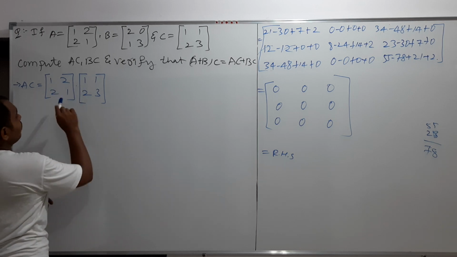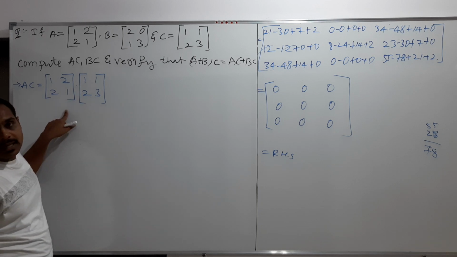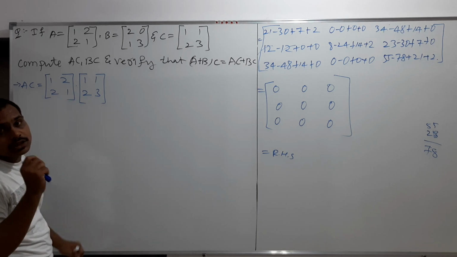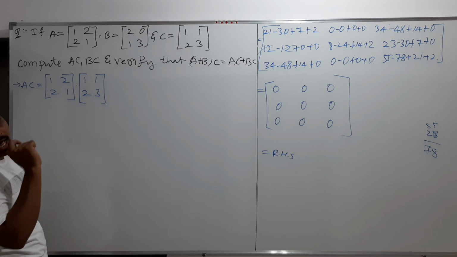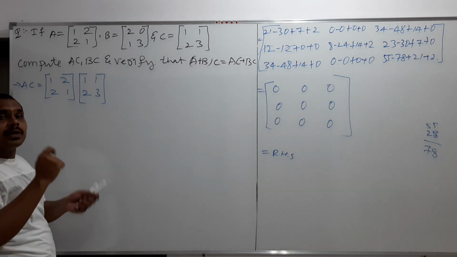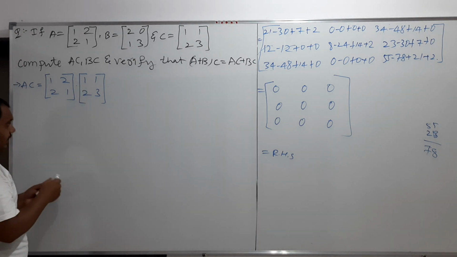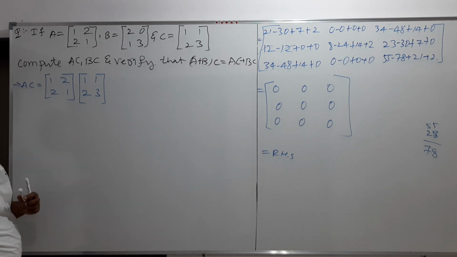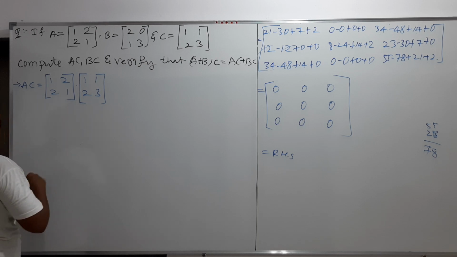Again, what I told: if I want to multiply any two matrices, I should always check the number of columns. That is, the number of columns in the pre-multiplying matrix must be equal to the number of rows in the post-multiplying matrix. So 1 2, two columns are here. 1 2, two rows are there. So therefore we can multiply, and multiplication is done by row by column.